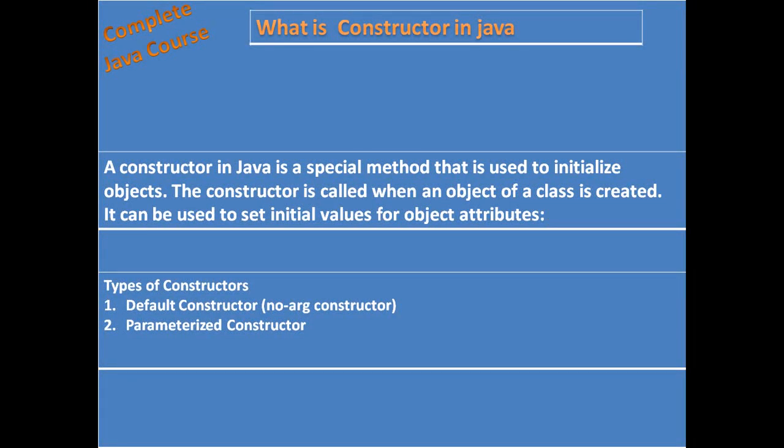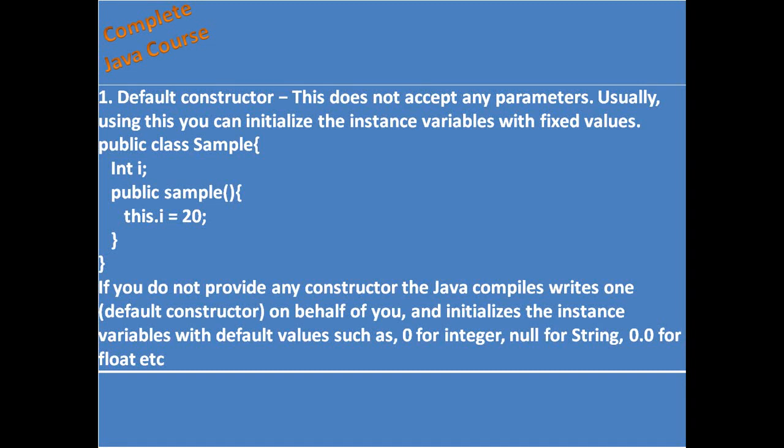So, types of constructor. There are two types of constructor. Number one, default constructor, which is a no-argument constructor. Number two, parameterized constructor. So number one, default constructor. It does not accept any parameters. Usually using this you can initialize the instance variables with a fixed value.